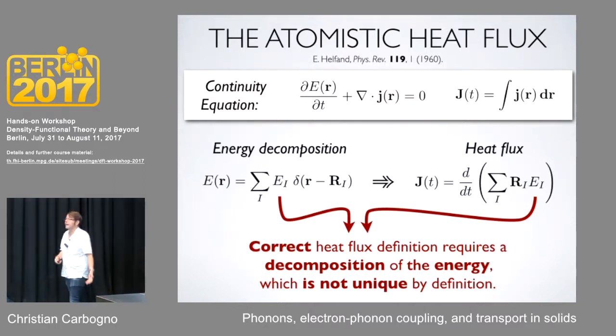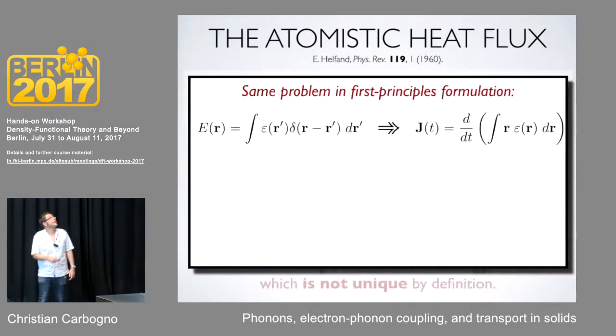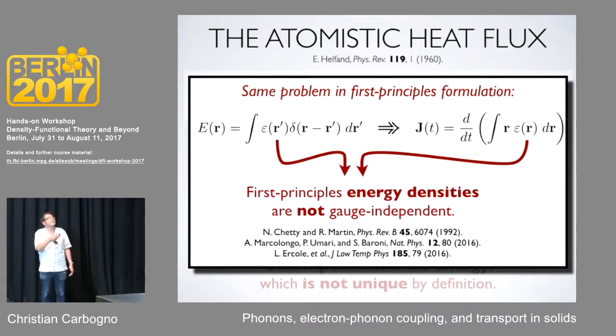You can try to generalize that in a first principle fashion, then you get a very similar expression for an energy density that is just an integral expression, and you get a heat flux that looks like that, but for the exact same region you get energy densities that are not gauge independent. You can always add a rotational field to your energy density and you will get the exact same result. And so this brings you into problems to treat that.